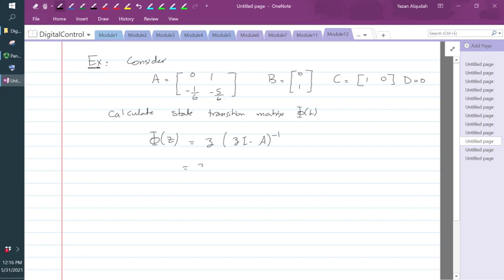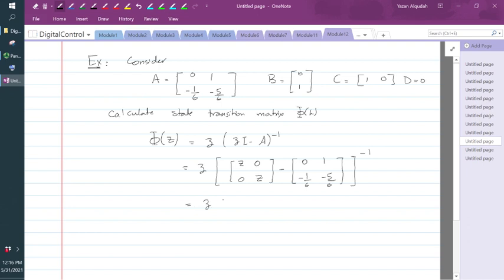We have z multiplied by zI. Since this is a 2 by 2, I'm going to generate [z, 0; 0, z]. This is z multiplied by the identity minus A, which is [0, 1; negative 1/6, negative 5/6]. And after I do the subtraction of these two matrices, I have to calculate the inverse. And after that, I multiply it by z.